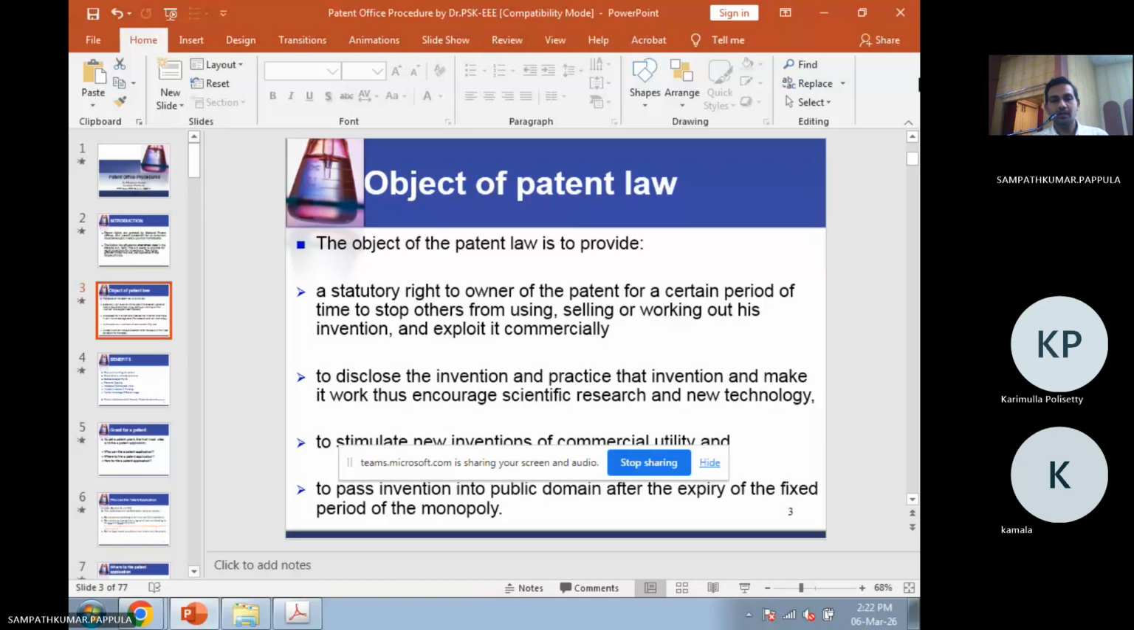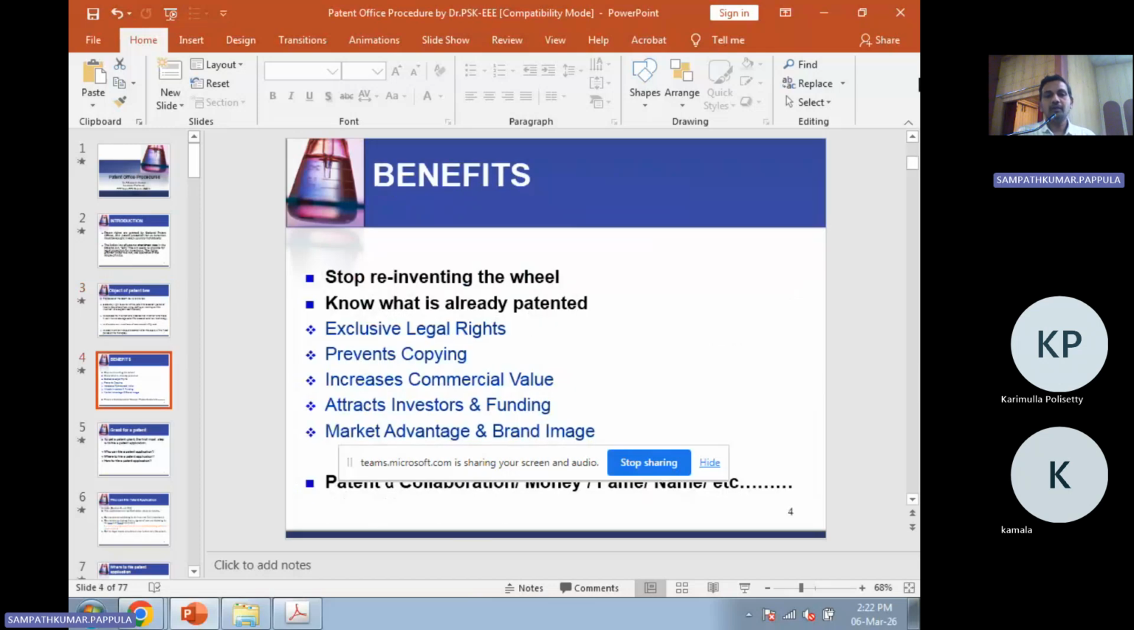So what are the benefits of patents? The benefits of patents are exclusive legal rights and prevention of copying. No one will copy your product or your design. It also increases commercial value, attracts inventors and funding, and gives market advantages and brand image.